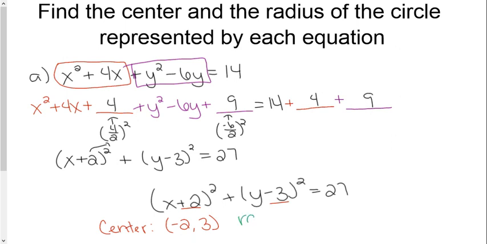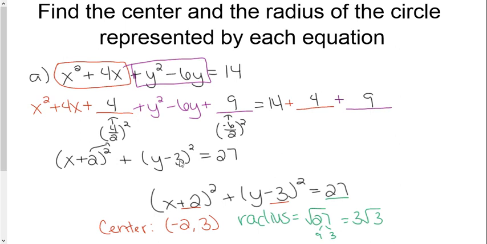And then my radius is equal to the square root of this number, so the square root of 27. Now this time, 27 can break down. 27 breaks down into 9 times 3. So this becomes 3 square root of 3. So my center is negative 2, 3, and my radius is 3 square root of 3.